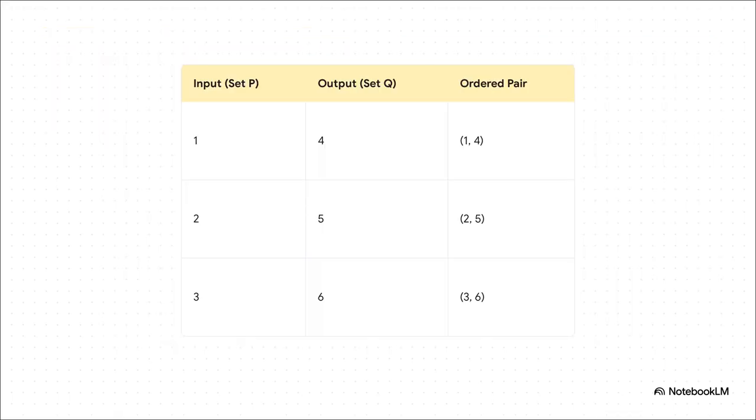We can actually build a really clear visual profile of our function using a table of values mapping our inputs to our outputs. For instance, if set P maps to set Q and you see 1 mapping to 4, 2 to 5, and 3 to 6, the underlying rule is clearly just adding 3. And we can also represent this using ordered pairs, where we just group the input and output together in parentheses, like (1, 4), (2, 5), and (3, 6).